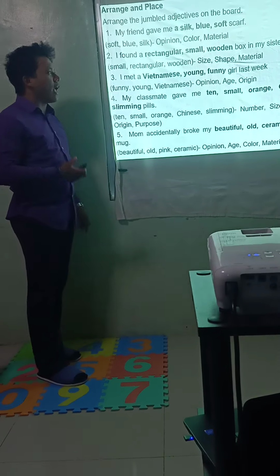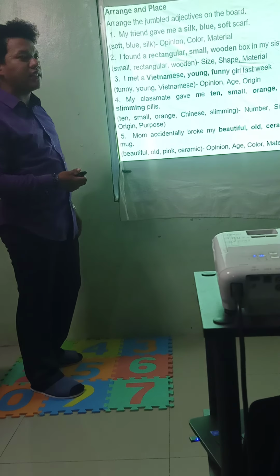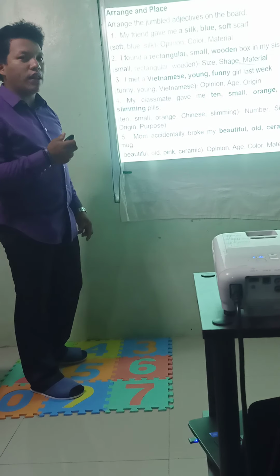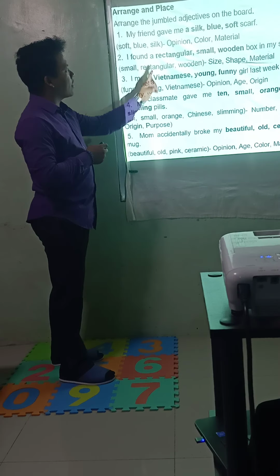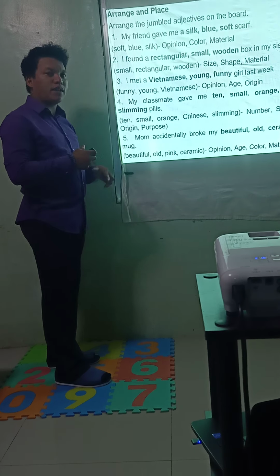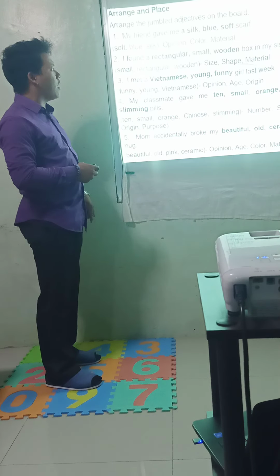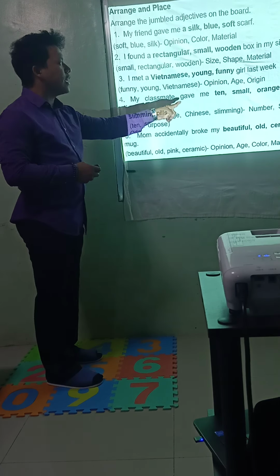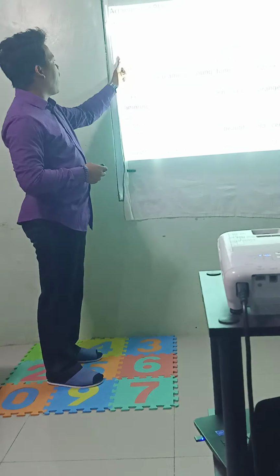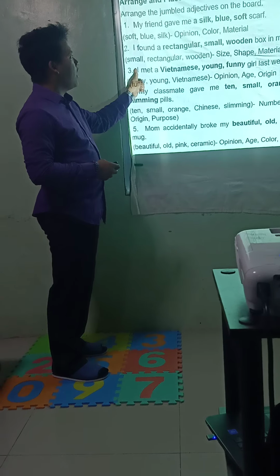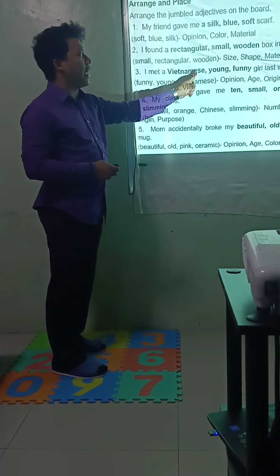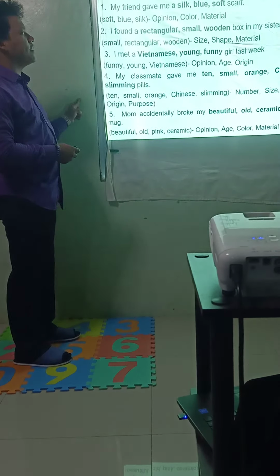I found a rectangular small wooden box in my sister's room. What we need to arrange here is rectangular small wooden. So what's the correct order of adjectives here? That should be size, shape, material. I found a small rectangular wooden box in my sister's room.